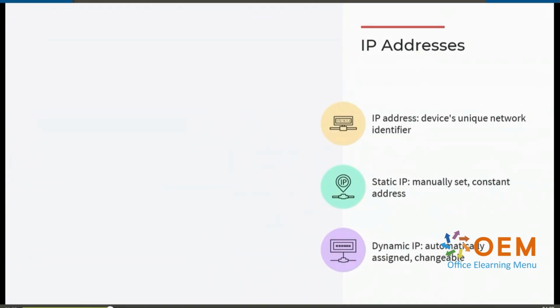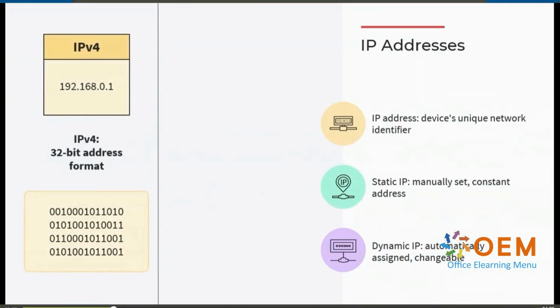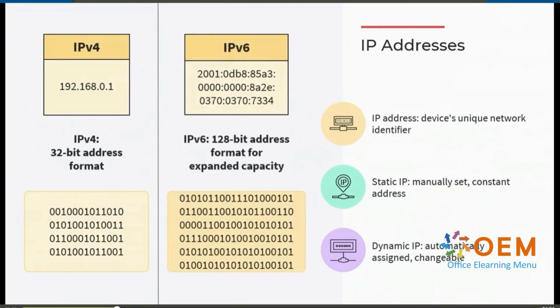IP addresses come in two formats: IPv4, which uses 32 bits, and IPv6, which uses 128 bits to provide many more unique addresses for our expanding digital world.